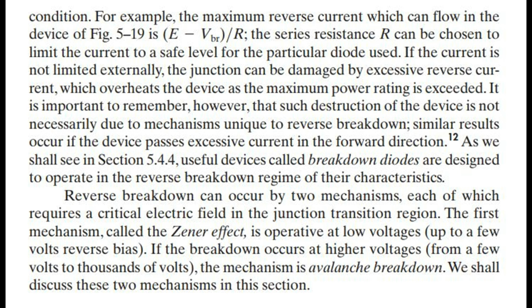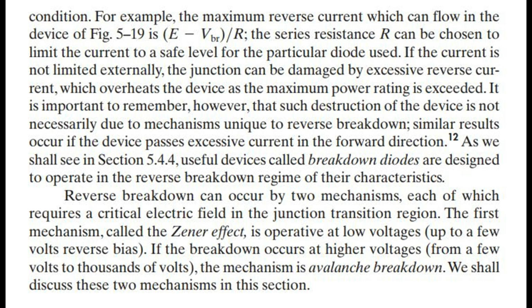Reverse breakdown can occur by two mechanisms, each of which requires a critical electric field in the junction transition region. The first mechanism, called the Zener effect, is operative at low voltages, up to a few volts reverse bias. If the breakdown occurs at higher voltages, from a few volts to thousands of volts, the mechanism is avalanche breakdown. We shall discuss these two mechanisms in this section.